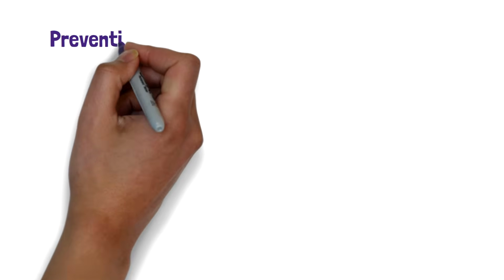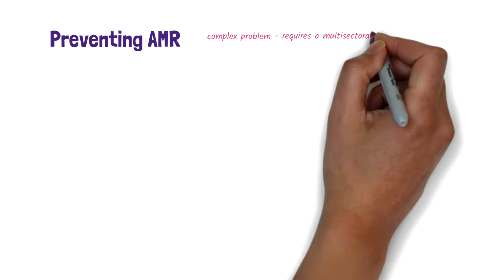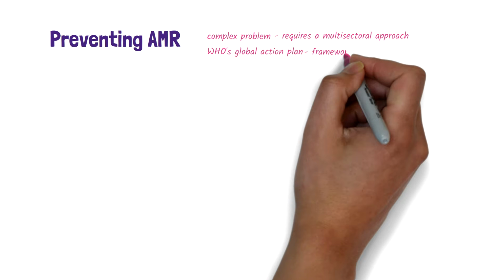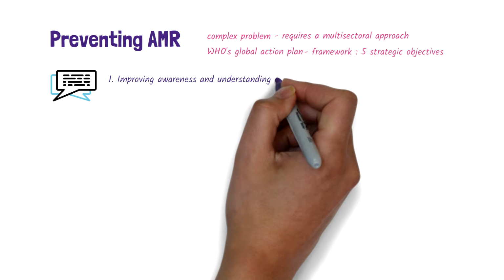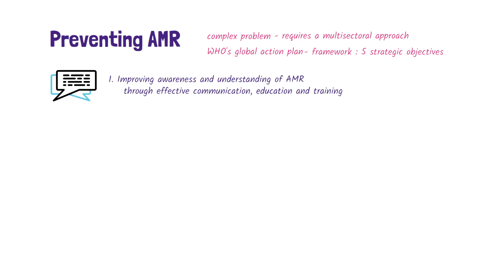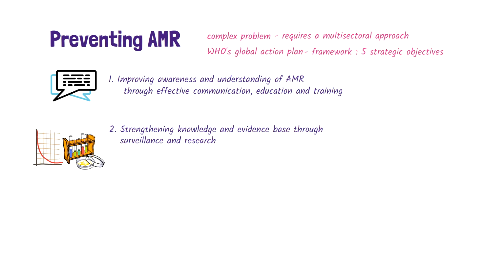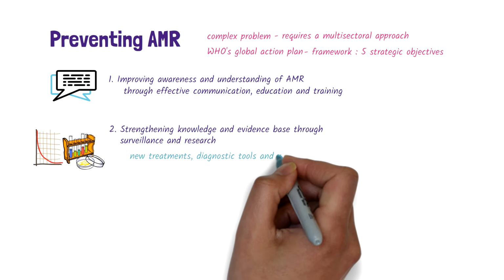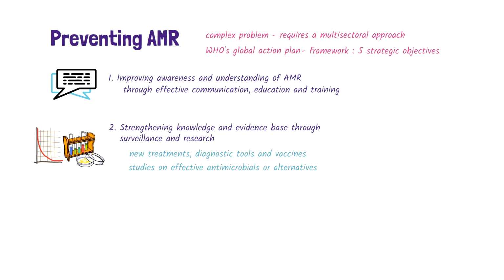So, how do we prevent AMR? AMR is a complex problem, and preventing it requires a multi-sectoral approach. The World Health Organization's Global Action Plan provides a good framework to tackle AMR. It outlines 5 strategic objectives. These are: Improving awareness and understanding of antimicrobial resistance through effective communication, education, and training. Strengthening the knowledge and evidence base through surveillance and research. This includes research to develop new treatments, diagnostic tools and vaccines, clinical studies on effective antimicrobials or alternatives to antimicrobials.